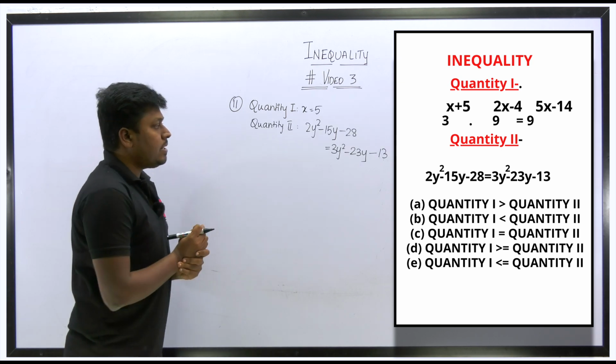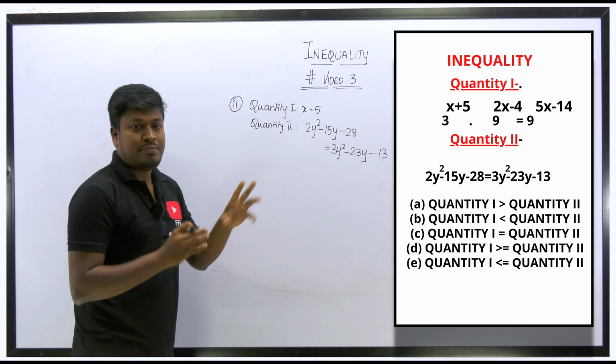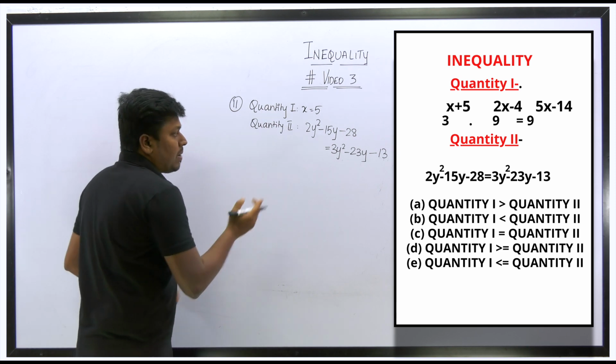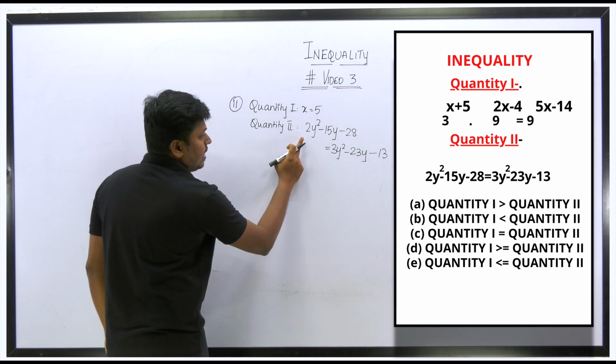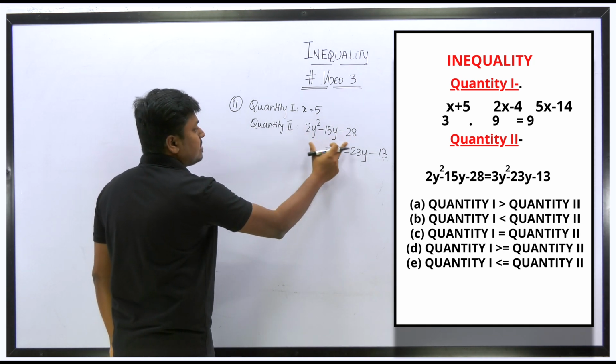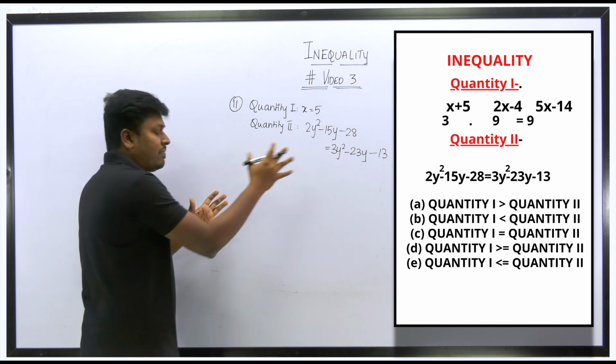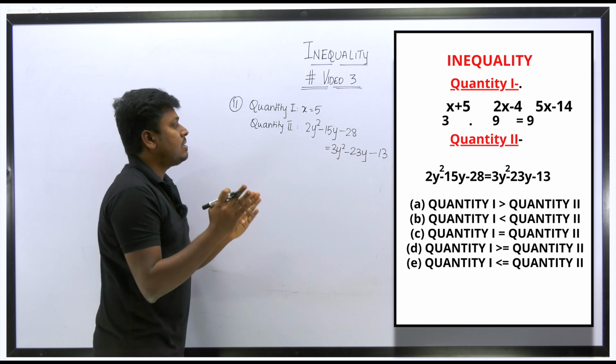So here is the quantity 2. From quantity 1 we have solved and we got the value of x, that is x is equal to 5. So now let me solve the quantity 2 question. Here you can see there are 2 terms, right? One term equal to another term. So first what we can do is we can simplify this equation and bring this into a single equation.